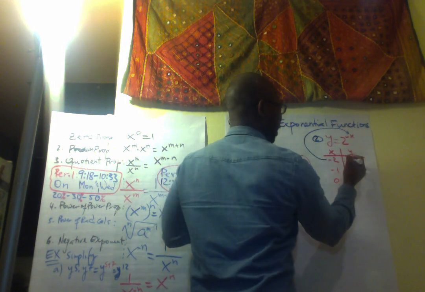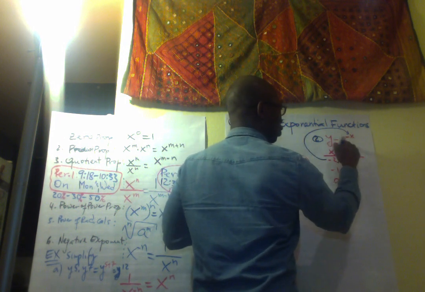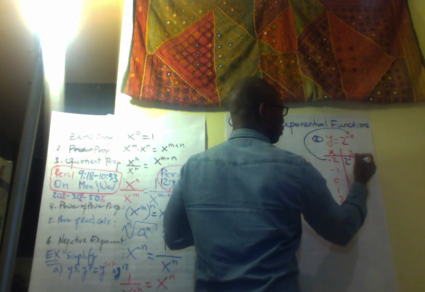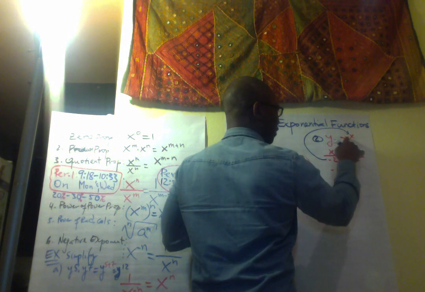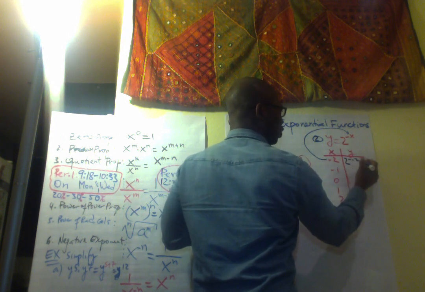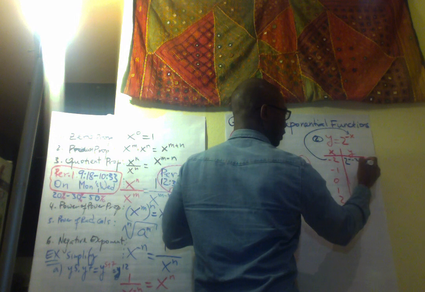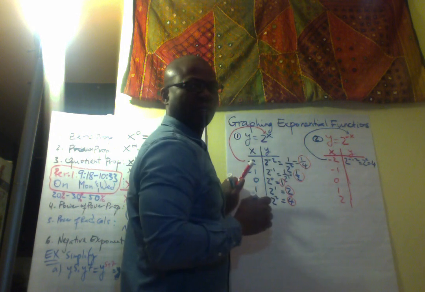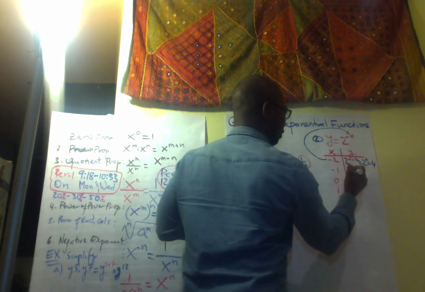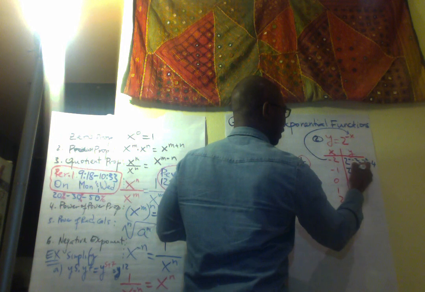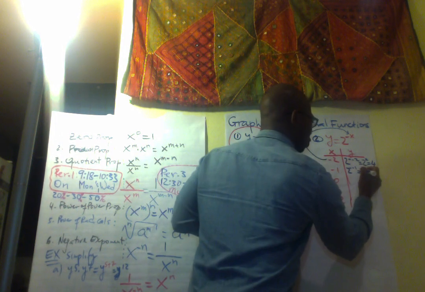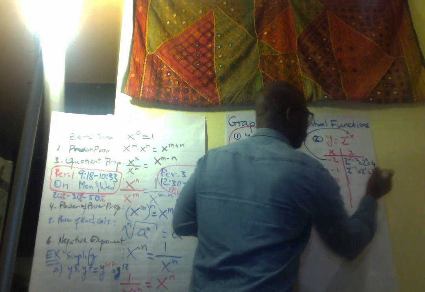Plug in these values for x. I'm plugging -2 here, so 2 to the -(-2). That negative is there, it has to be there. So it gave me a double negative, which is a positive: 2 to the power of 2. What is 2 to the power of 2? That is 4. The same thing here: plug in -1, 2 to the -(-1). So double negative again becomes positive, giving me 2 to the power of 1, which is 2.